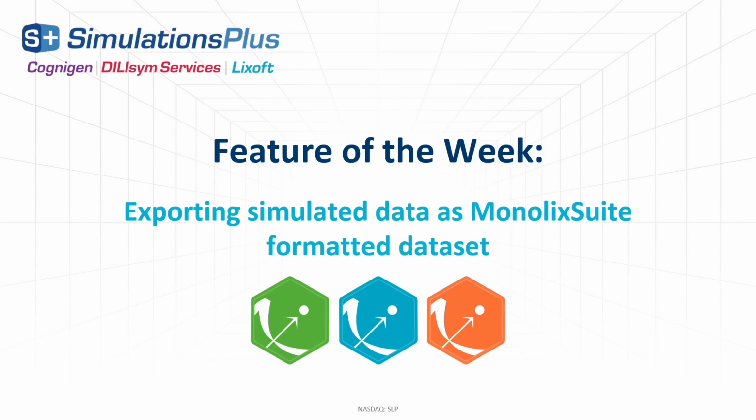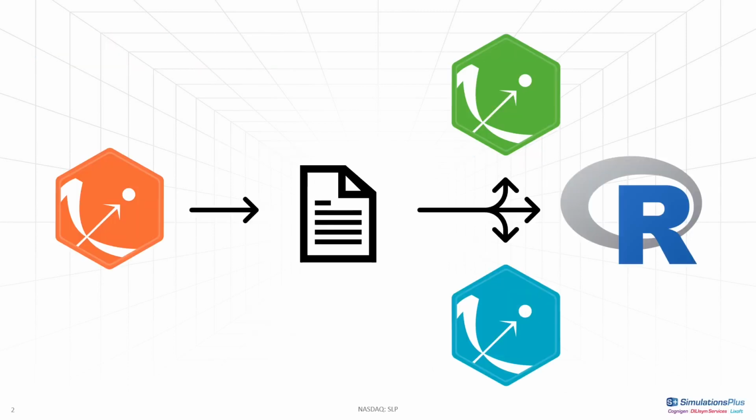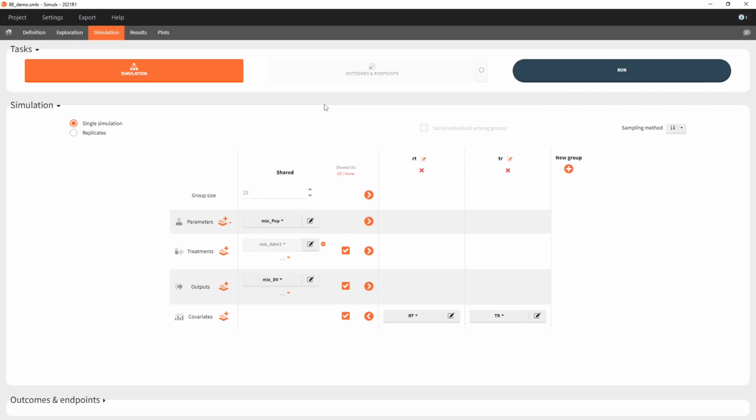In today's video, I'm going to show you how to use data simulated in Simulx in other software of the MonolixSuite. From the 2021 version of MonolixSuite, it is possible to export simulated data. This data has a MonolixSuite standard dataset format and you can import it directly into Monolix and pkAnalyx. Let me show you how this feature works on a specific example.